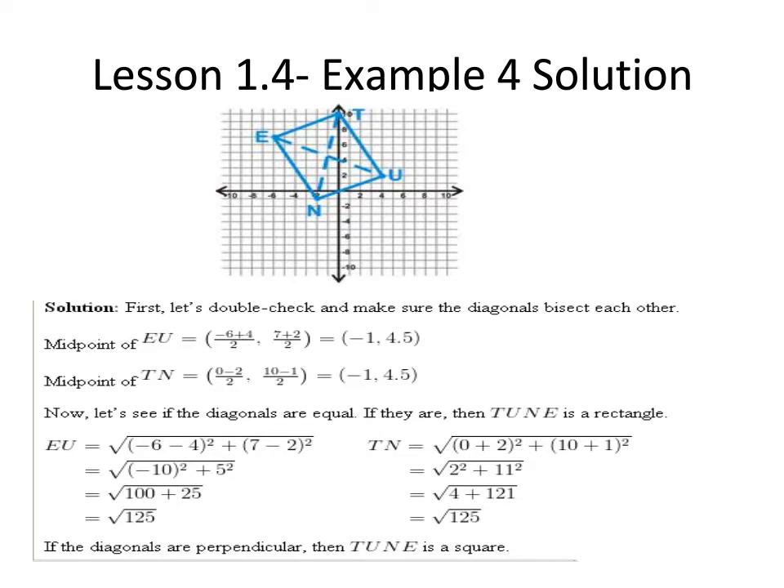Using the distance formula we find that diagonal segment EU and diagonal segment TN are equal. They both equal the square root of 125. This means that TUNE qualifies as a rectangle according to the rectangle theorem but may be a square. If the diagonals are perpendicular it means that all the sides are equal and TUNE is a square.